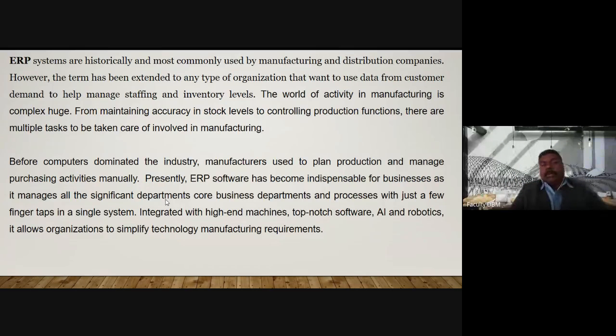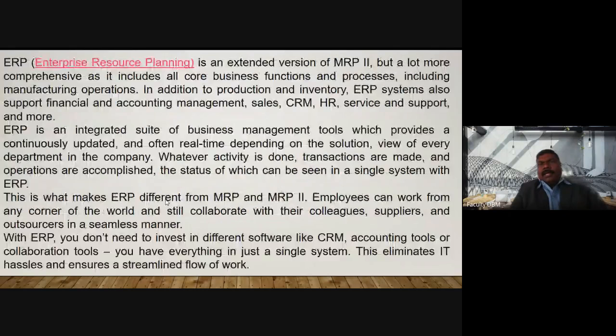It manages all the significant departments, core business departments and processes with just a few fingertips in a single system. Integrated with high-end machines, top-notch software, artificial intelligence, and robotics, it allows the organization to simplify technology manufacturing requirements. So here, ERP packages are what people are taking and using. But some more latest, I'm going to tell regarding small, cottage industries and medium industries.